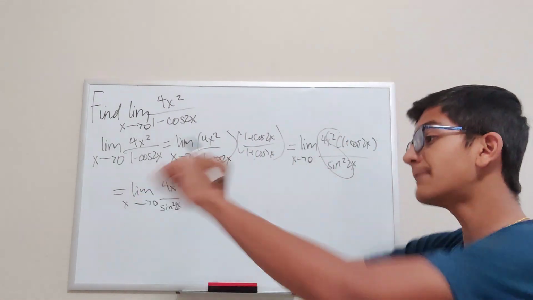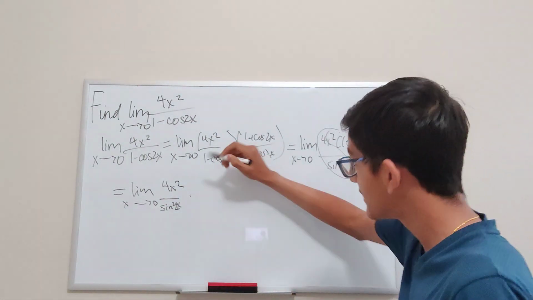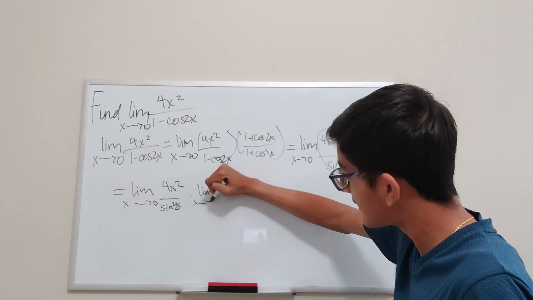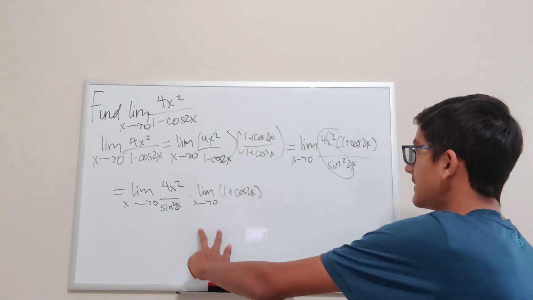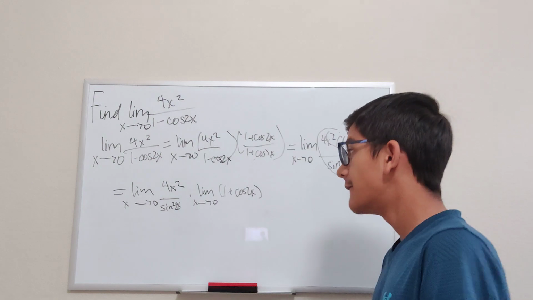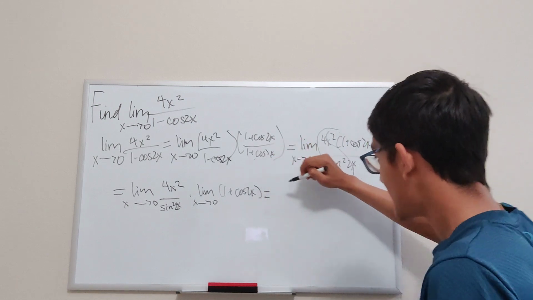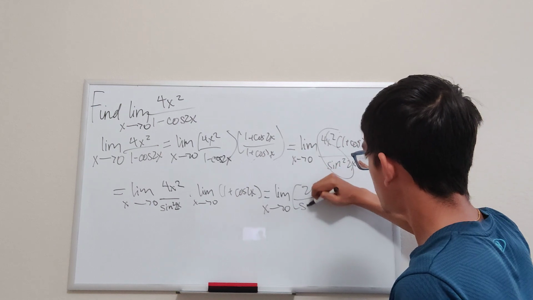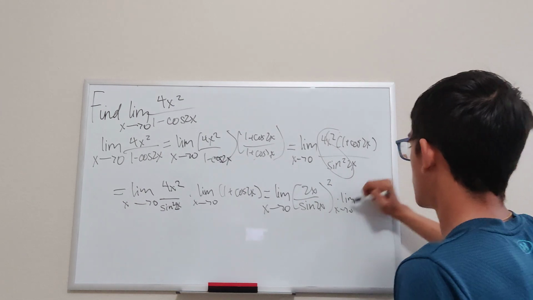And because you're separating it, but there's still one coherent whole if you multiply them back together, you write a multiplication sign for the other limit as x approaches 0 of 1 plus cos 2x. And that's the same thing as this. Now, why do we do this? Well, you have to realize 4x squared and sine squared 2x can be rewritten as 2x over sine 2x, all squared, multiplied by the limit as x approaches 0 of 1 plus cos 2x.